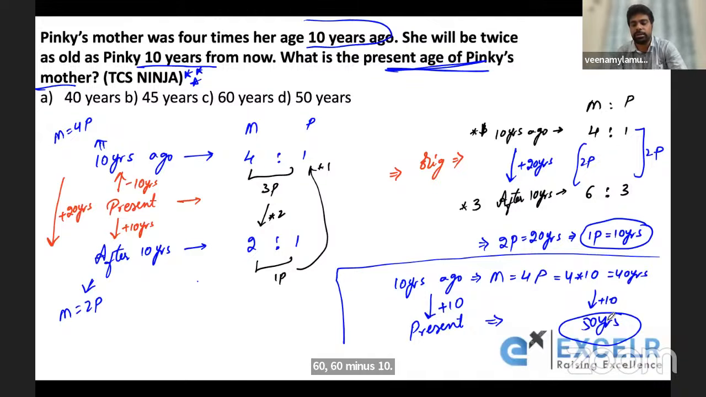Now he has given it in terms of ages. Similar questions I will give you to solve. You tell me whether you understood or not.